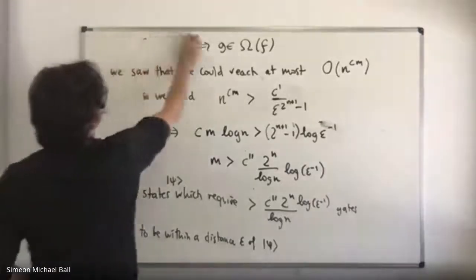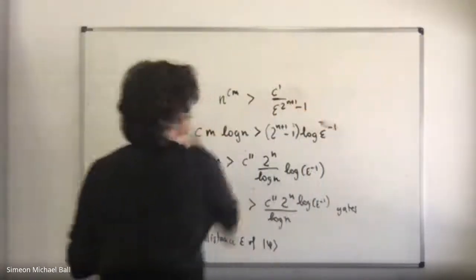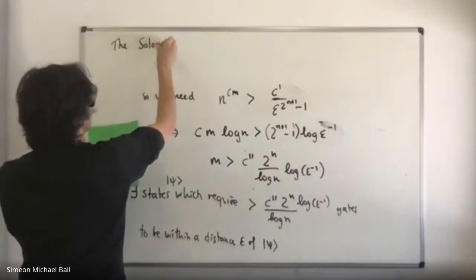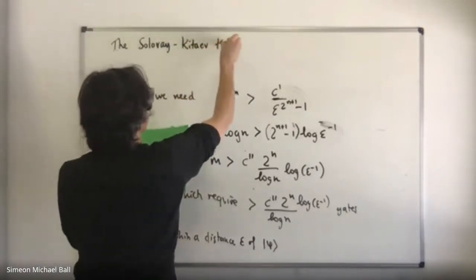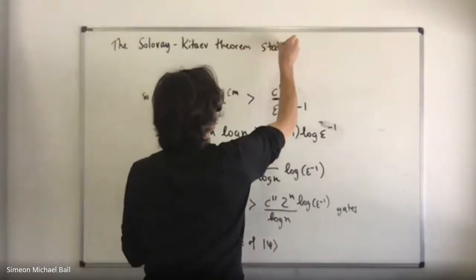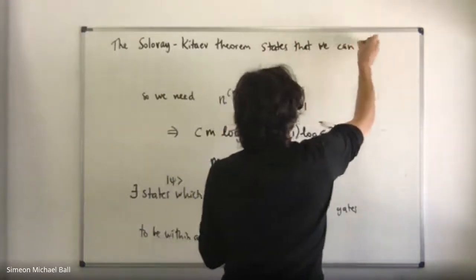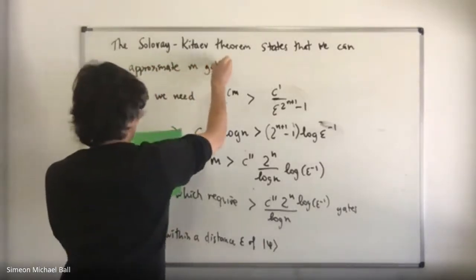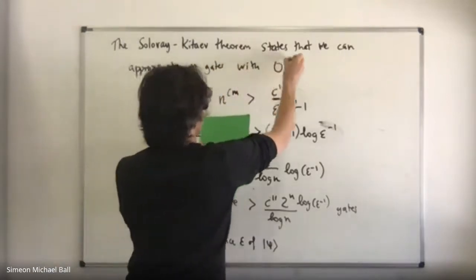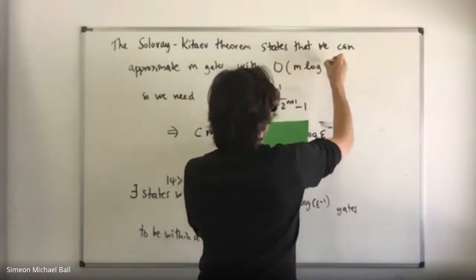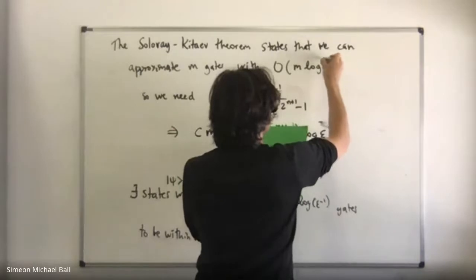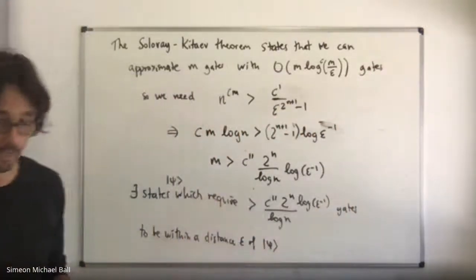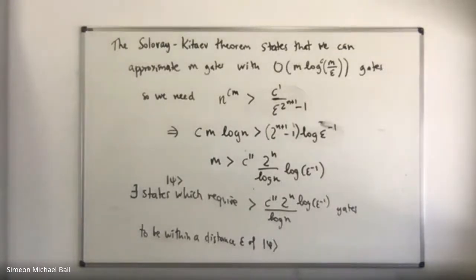Now there's a theorem of Solovay-Kitaev. The Solovay-Kitaev theorem states that we can approximate m gates with big O of m log to the power c of m over epsilon gates. These would be the Hadamard and T gates. So we can do our approximation of m gates with this many gates.